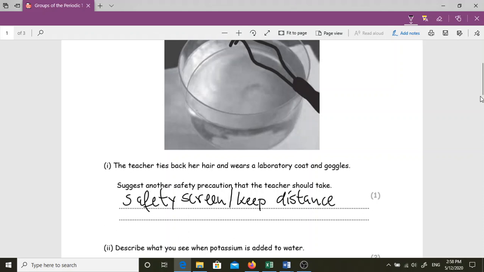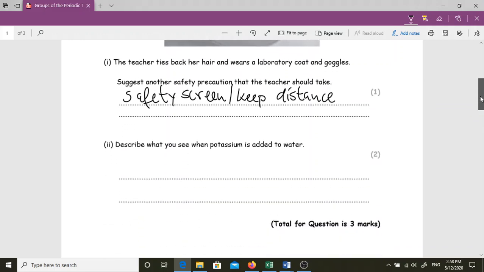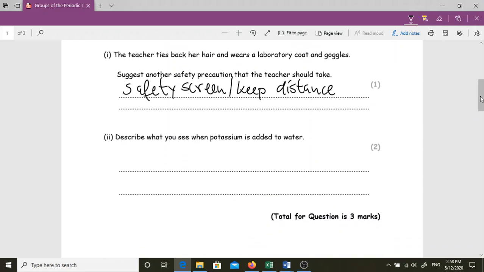What we could also say is that the teacher should only use a small piece of potassium. That would also be a possible answer. Then the next question, it says, describe what you see when potassium is added to water. The most memorable observation we can normally make here is that there is a lilac or purple flame because the potassium starts burning, and also we can see effervescence. Effervescence is kind of the sciencey word for gas bubbles or fizzing.